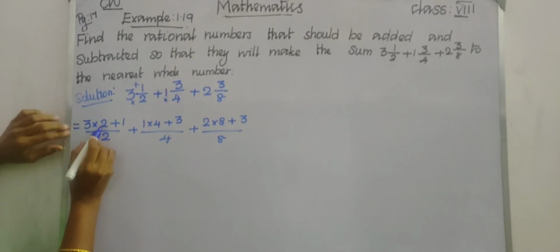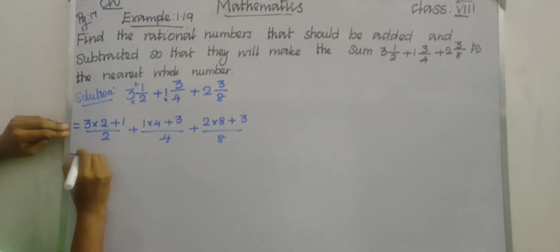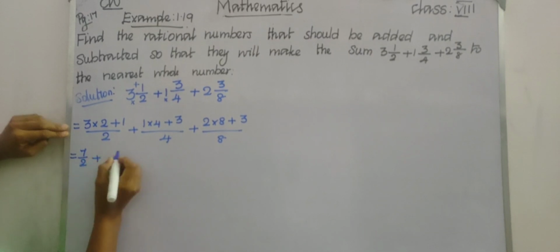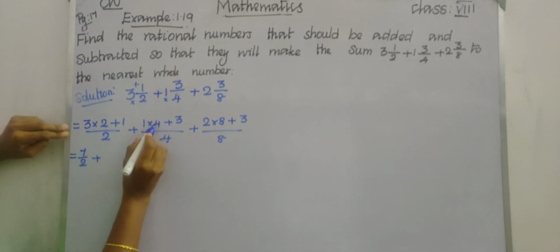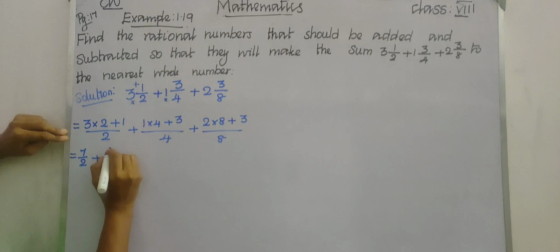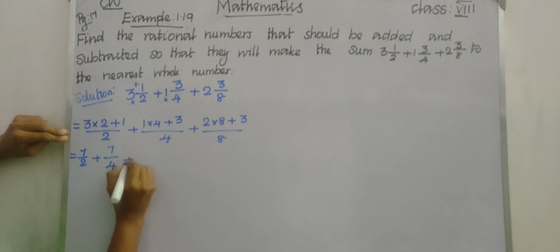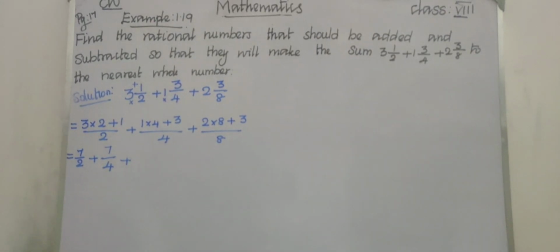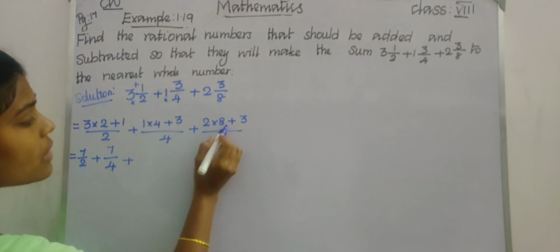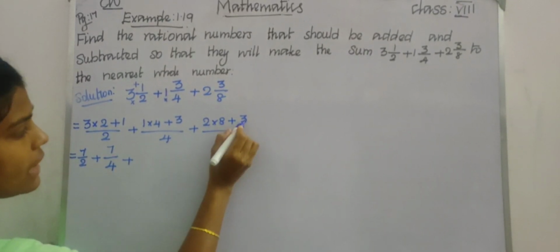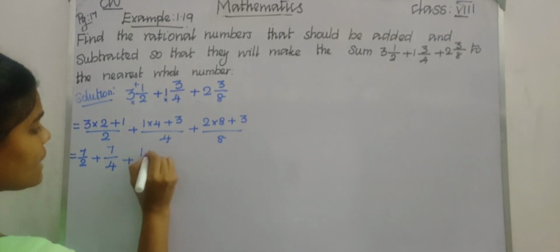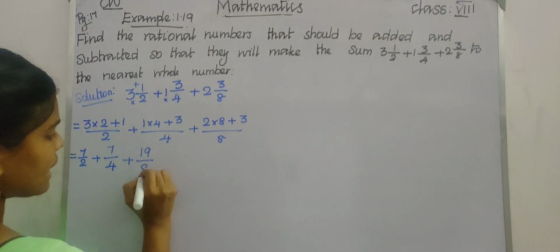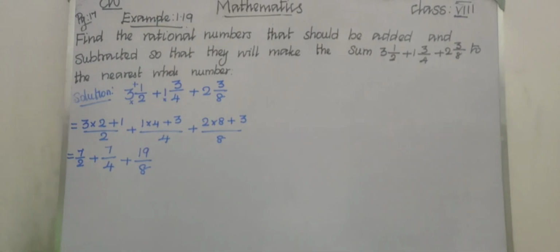Children, now we can multiply. 3 2s are 6, 6 plus 1, 7, so 7 upon 2. Then 1 into 4, 4, 4 plus 3, 7, 7 upon 4. And again 2 8s are 16, 16 plus 3, 19, so 19 upon 8.